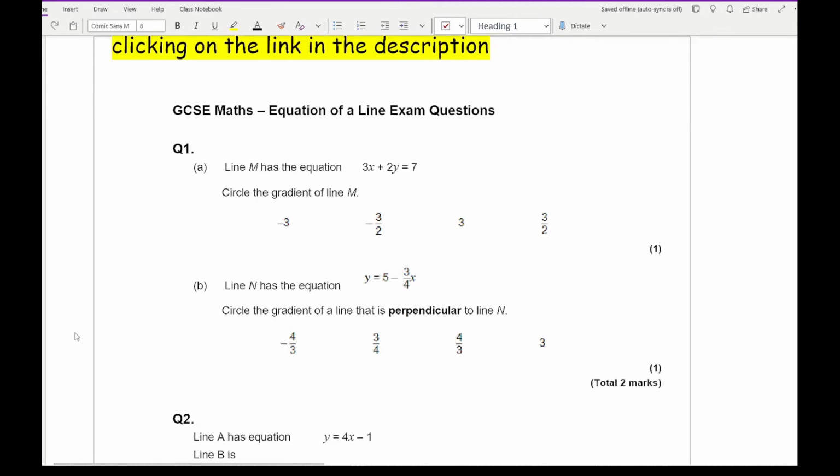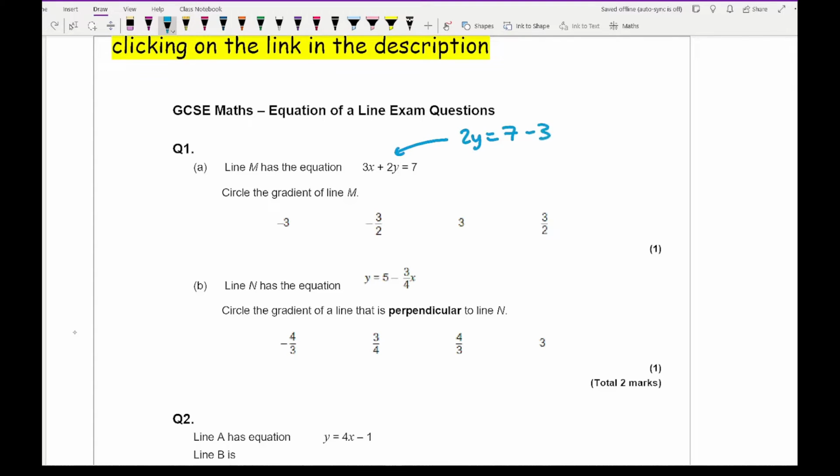Looking at question 1, it says that line M has the equation of 3x + 2y = 7, and the question is asking us to circle the gradient of line M. Now, as I've mentioned, to work out the gradient of a line taken from its equation, you need to make sure that you've got y as the subject. So what I need to do is rearrange this. I've got 2y = 7 - 3x, and then I've got to divide by 2, so I get 7/2 - (3/2)x. Now the gradient is the coefficient of x, in other words the number in front of x including the sign. So here the answer is going to be -3/2.